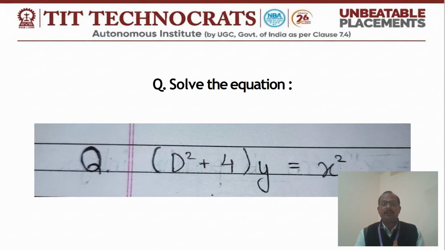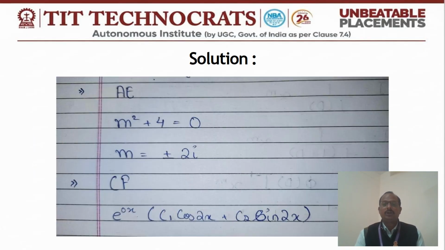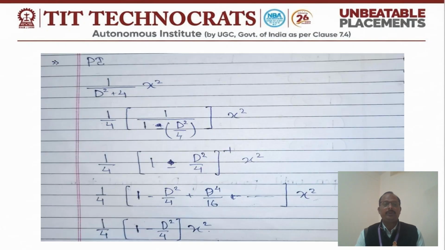So example is that (D square plus 4)y is equal to x square. So auxiliary equation is m square plus 4 is equal to 0, m is equal to plus minus 2i, which is a case of imaginary. So here the value of alpha is 0. So you can create CF: e to the power 0x (C1 cos 2x plus C2 sin 2x). Then PI is 1 by D square plus 4 x square. So in denominator you have to create 1 plus and 1 minus like of term. So you have to keep 4 as a common. So we get 1 minus D square by 4 to the power inverse.